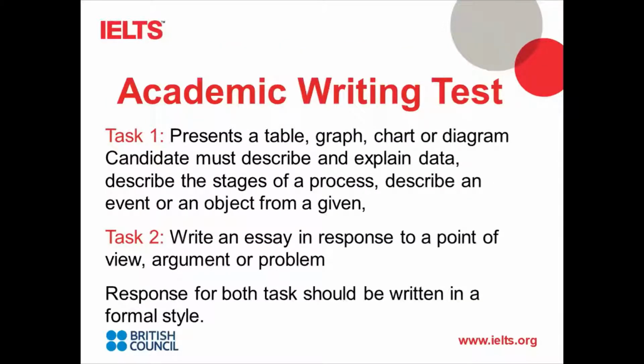In task 1 academic, you need to report a table, graph, chart, diagram, or anything like that. The candidate must describe and explain the data, describe the stages of a process, or describe an event or object from a given picture. We are reporting something which is pictured on paper. That can be a graph, a pie chart, something else. Anything we can expect, and we are reporting that. That is what is expected in academic writing task 1.